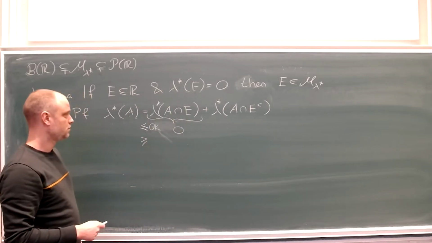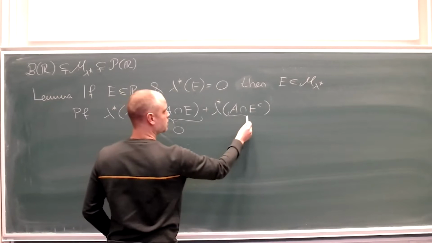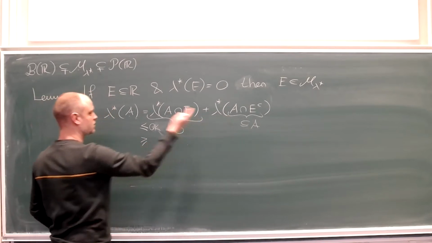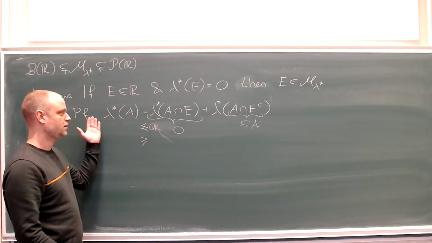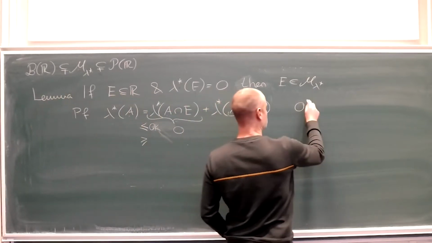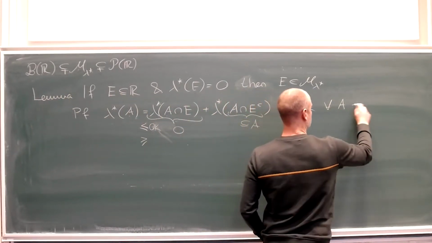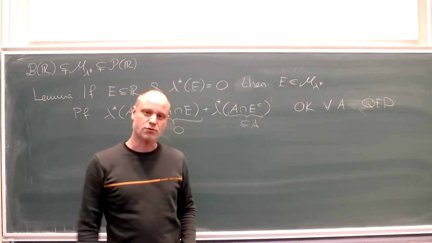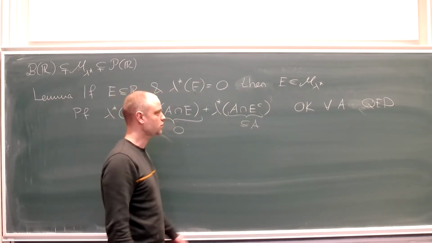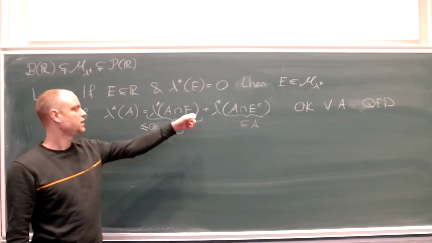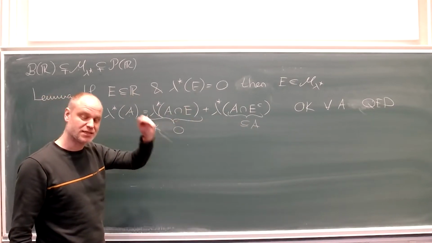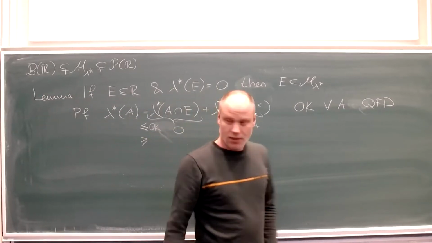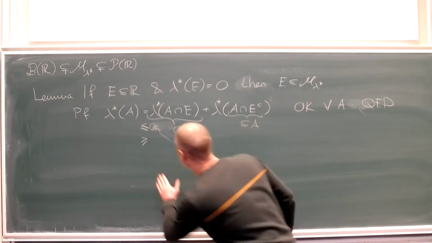And this here is a subset of A. So clearly, this side is going to be smaller than that side, and hence this identity is okay for all A. That was what we were supposed to be showing, right? This is the identity to check: if this holds for all A, then E is a measurable set. Okay, so now that's done. I'll erase this one.